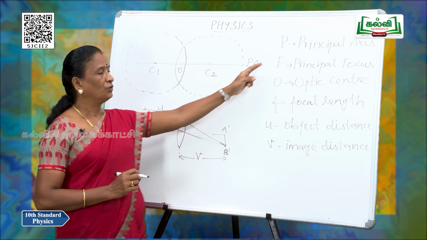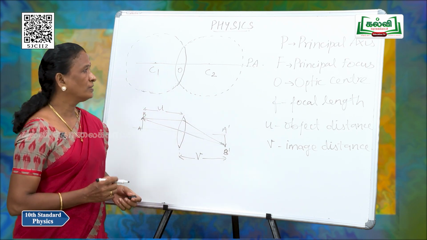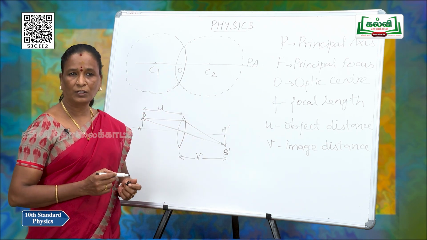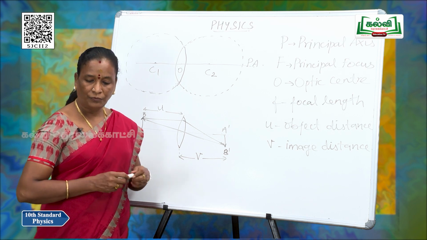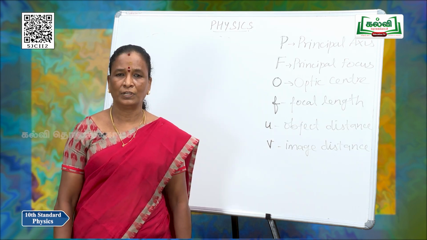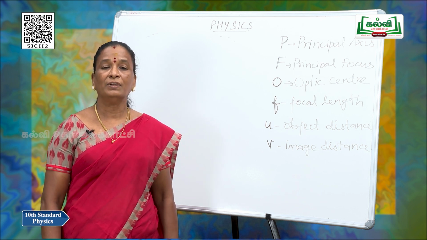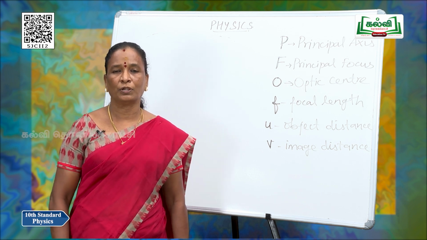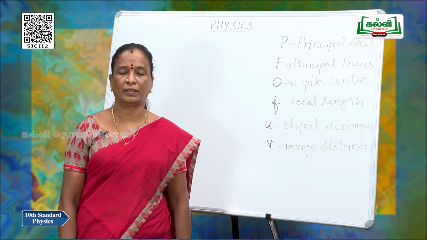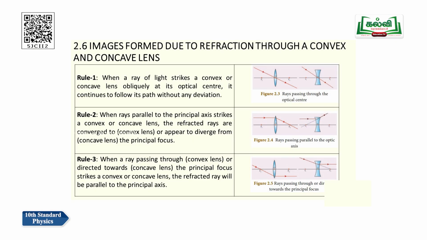So that is all. We have seen the key points used in the ray diagram. We are going to use these for drawing the ray diagram, and to see the images formed by convex lens and concave lens. We will see the important rules used to draw the ray diagram. Rule 1: you can see in the picture, when a ray of light strikes a convex or a concave lens obliquely at its optical center, it continues to follow without any deviation.